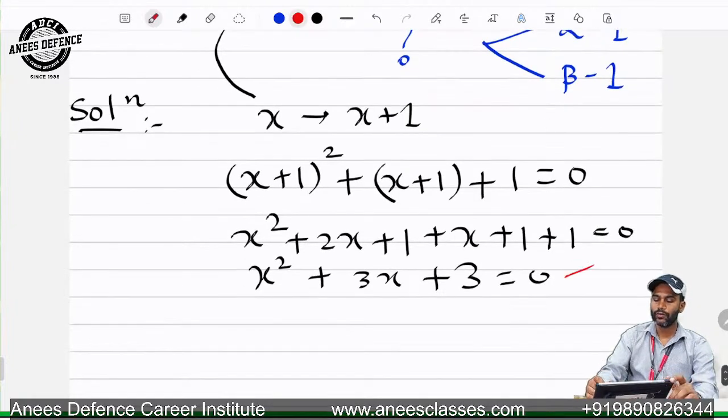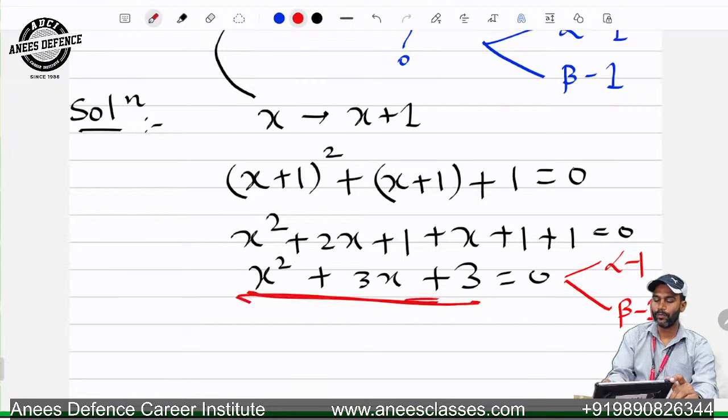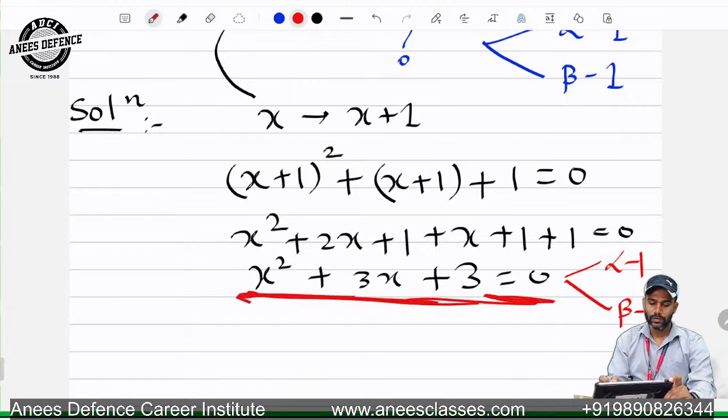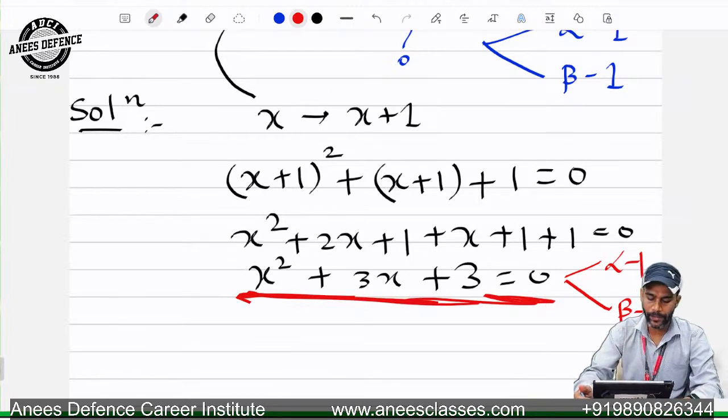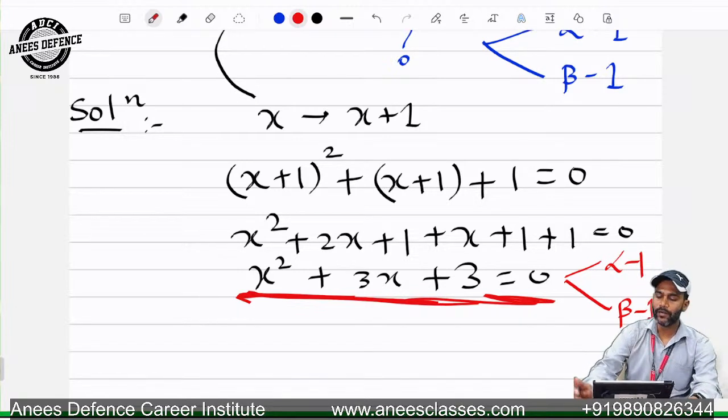Yes or no? So what would be the roots? Alpha minus 1 and beta minus 1. So this is the required equation. I hope you understood. Yes, sir. Online students, are you getting or not? Yes, sir. Very good. Shall we move ahead? No need to take another example on this. Shall we take another transformation now?